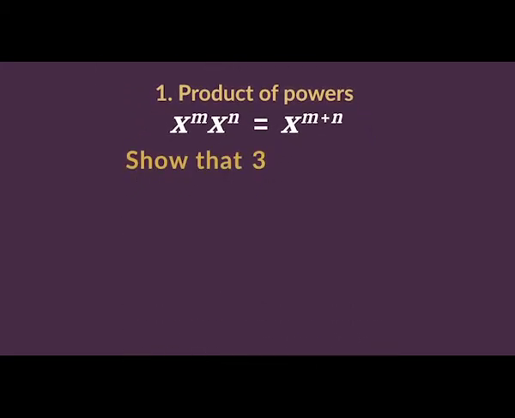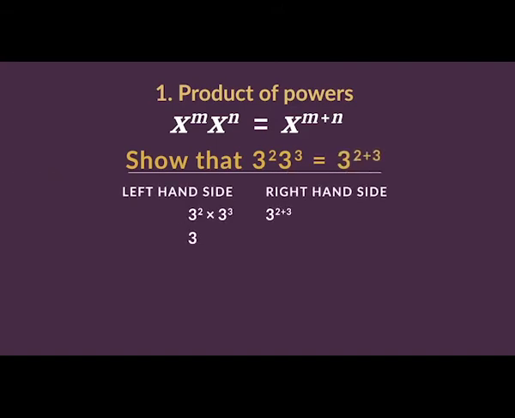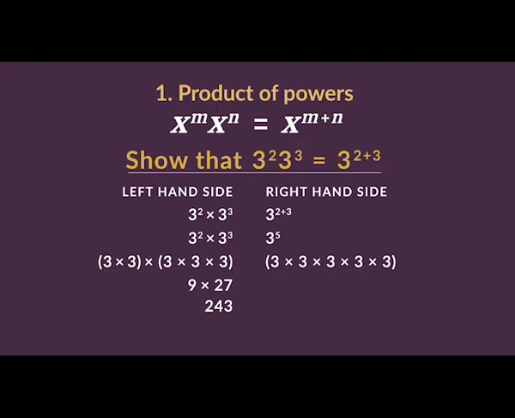Let's show that 3 to the power of 2 times 3 to the power of 3 is equal to 3 to the power of 2 plus 3. Okay, 3 to the power of 2 multiplied by 3 to the power of 3 is 3 times 3 multiplied by 3 times 3 times 3, which is 9 times 27, which is 243. If we add 2 and 3, we get 5. So on this side, we have 3 to the power of 5, which is 3 times 3 times 3 times 3 times 3. If you multiply this out, you will also get 243. And we've shown the law works.